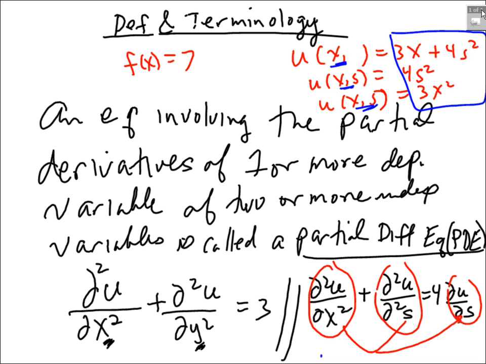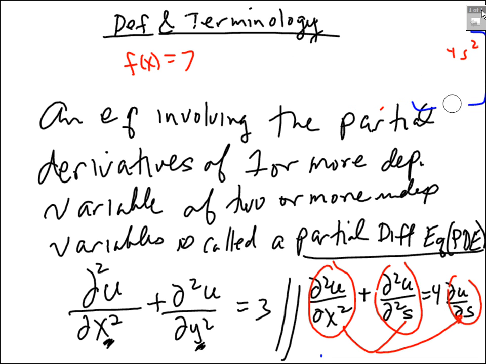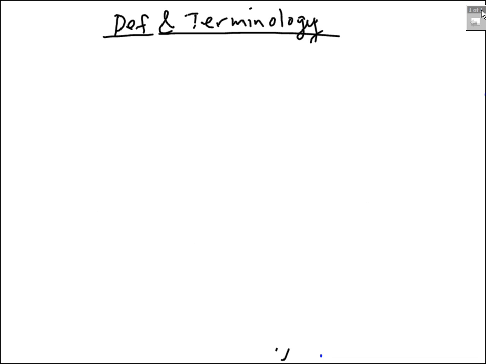Now, if u is just a function of x, then you can't take a partial. You can only take partials with respect to x if u is a function of two or more variables. We'll get simpler as we go on.